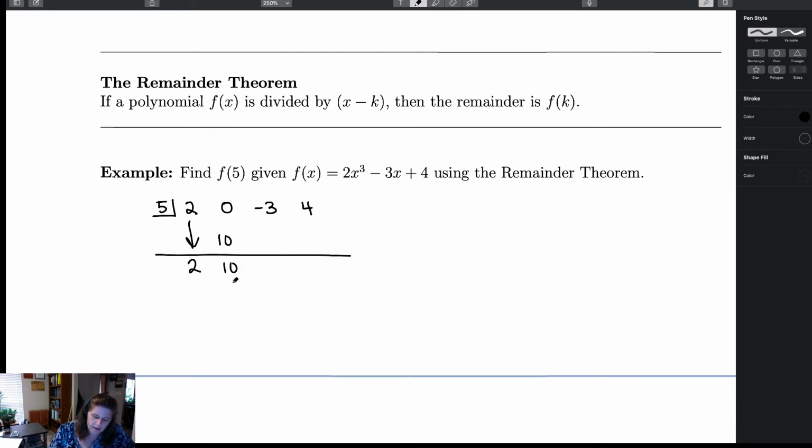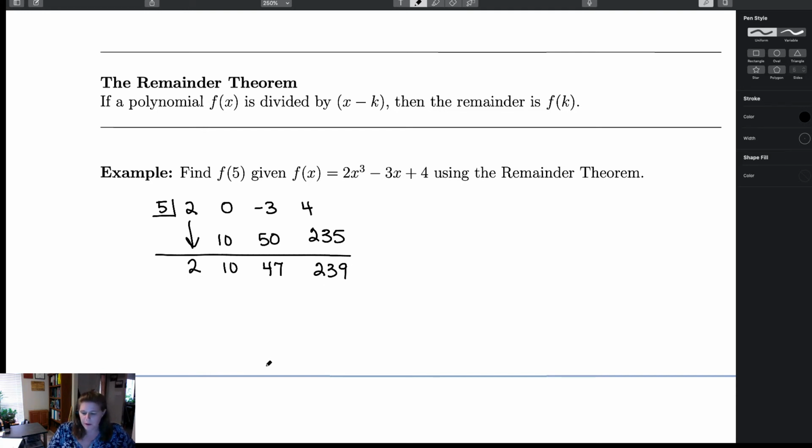Adding it, 10, 50, 47, 5 times 47, handy calculator, 235, gives me a total of 239.